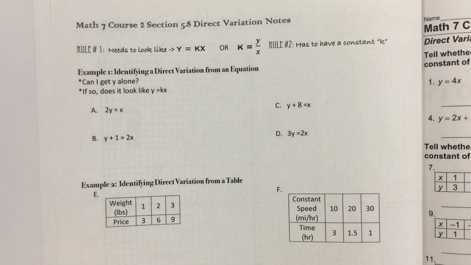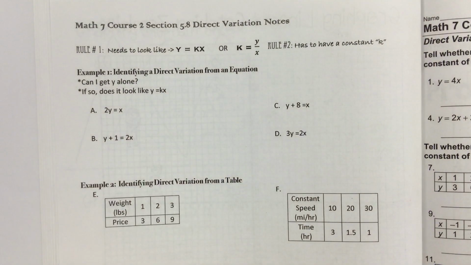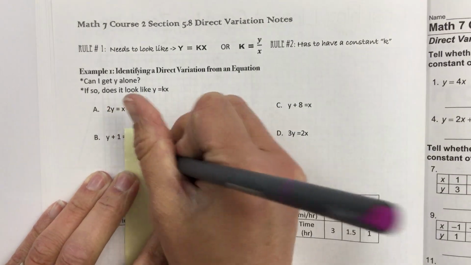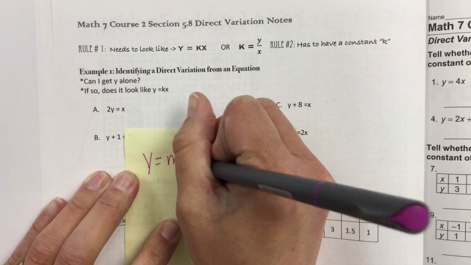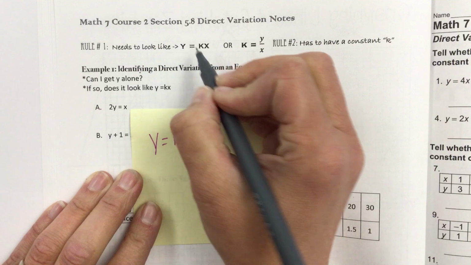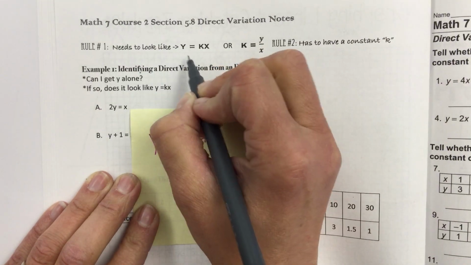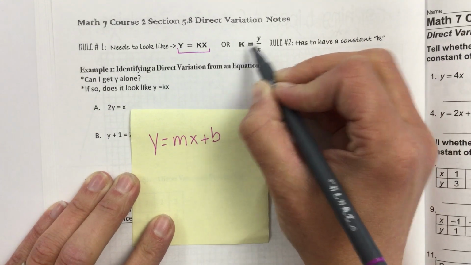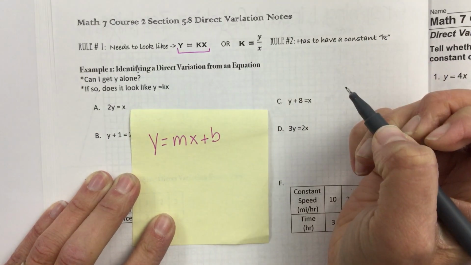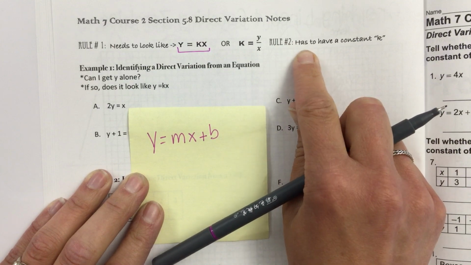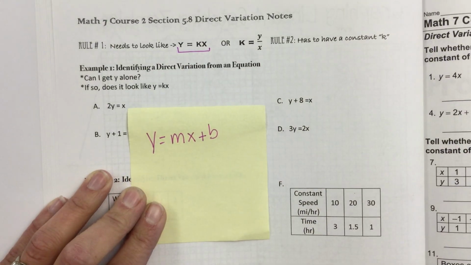So today we are going to talk about direct variation. Now this is going to look very close to our slope-intercept form, which was like this. Okay, so our direct variation has to follow two rules. It needs to look like this, or k equals y divided by x. Okay, and then the rule number two, it has to have a constant k, so it has to have that.